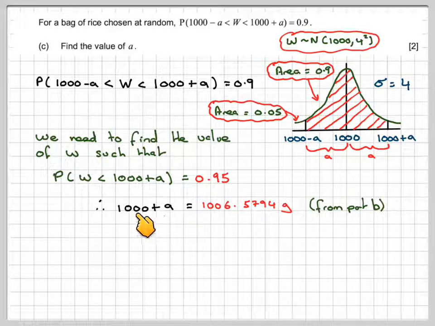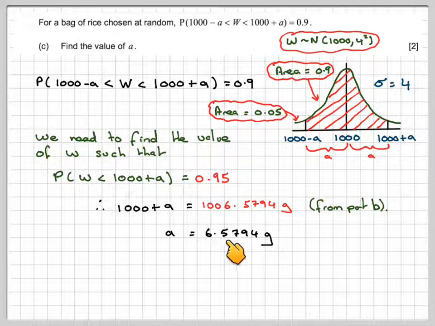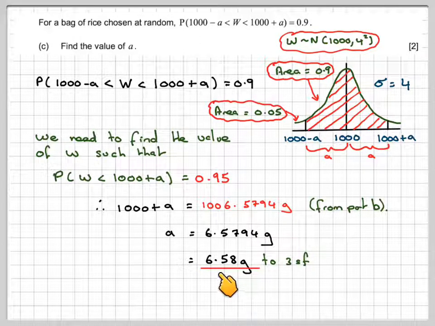So therefore 1000 plus A must be equal to 1006.5794 grams, which means that A must be 6.5794 grams, and rounded off to 3 significant figures, A has to be 6.58. That 9 makes it 7 and 8 grams to 3 significant figures.